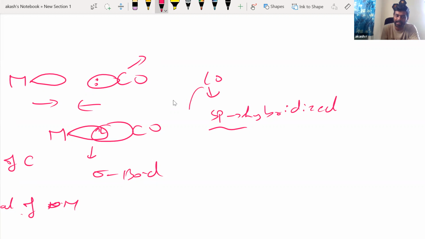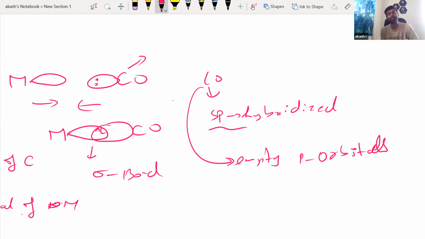Now we can easily understand that this is going to have some empty p orbitals also. They will have some empty p orbitals present, so they can accept electrons, right? Obviously, it has a lone pair that can be donated, but it is going to have two empty p orbitals, so definitely it can accept more electrons also. Now let us try to understand how it can accept.